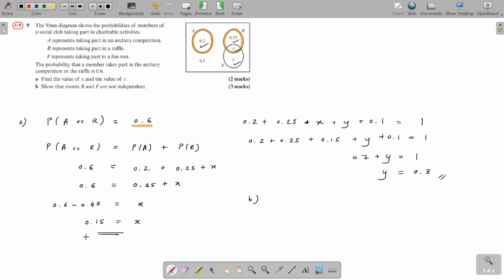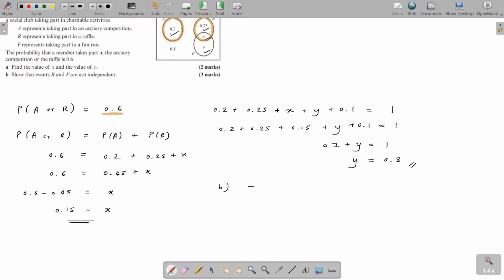Moving on to part B, they say show that the events R and F are not independent. So how do you show that they are not independent? First you get the probability of R and F. You know the rule: if the events are independent, then probability of R and F equals probability of R times probability of F. This is the rule to be independent. If this condition is satisfied, the events are independent. But now they are asking you to show it's not independent, so you have to show that the answers are not equal.